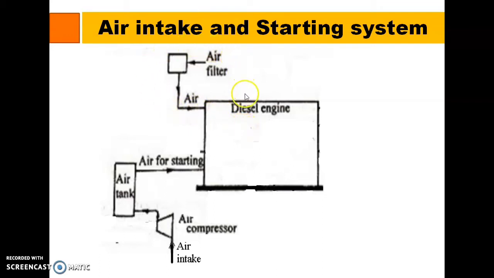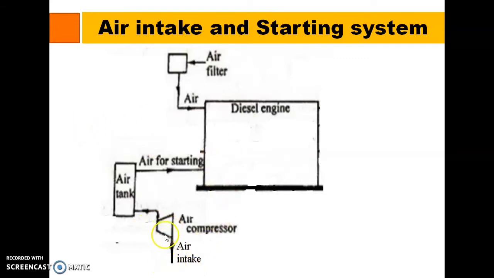So this is how the air intake system works. Then next one is the starting system. This is the starting system, where the diesel engine sometimes is not self-starting, as in a large capacity plant, the diesel engine is not self-starting. Only a small capacity diesel engine can be started by using the handle, but in case of a large unit, it will require this starting system.